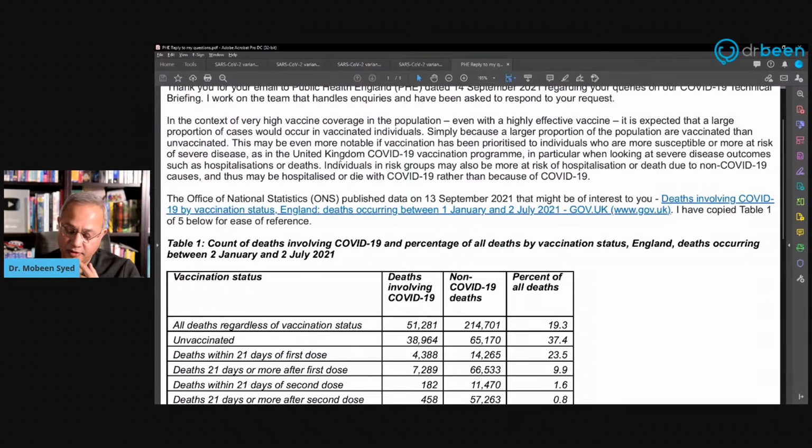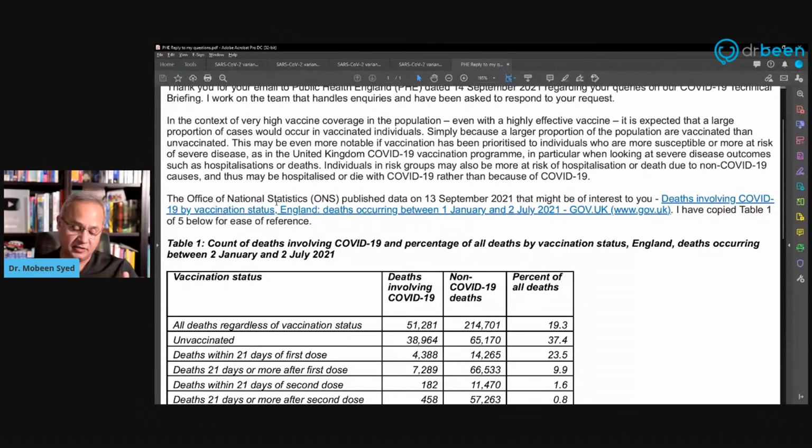Then they say, this may be even more notable if vaccination has been prioritized to individuals who are more susceptible or more at risk of severe disease, as in the United Kingdom COVID-19 vaccination program, in particular when looking at severe disease outcomes such as hospitalizations or deaths. Then they make one more point. Individuals in risk groups may also be more at risk of hospitalization or death due to non-COVID-19 causes, and thus may be hospitalized or die with COVID-19 rather than because of COVID-19.